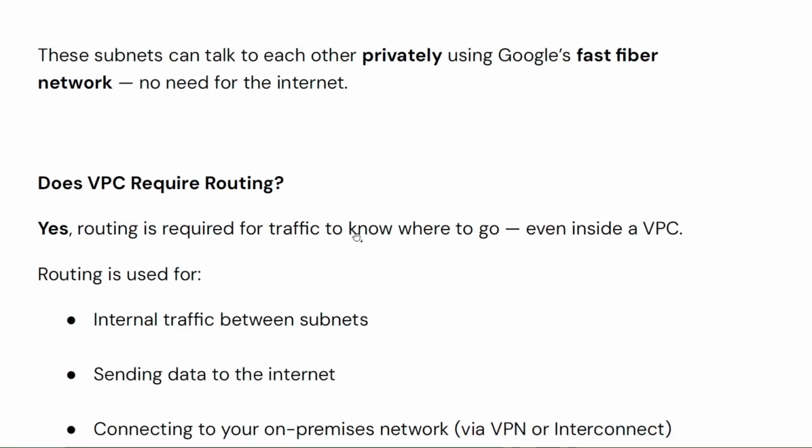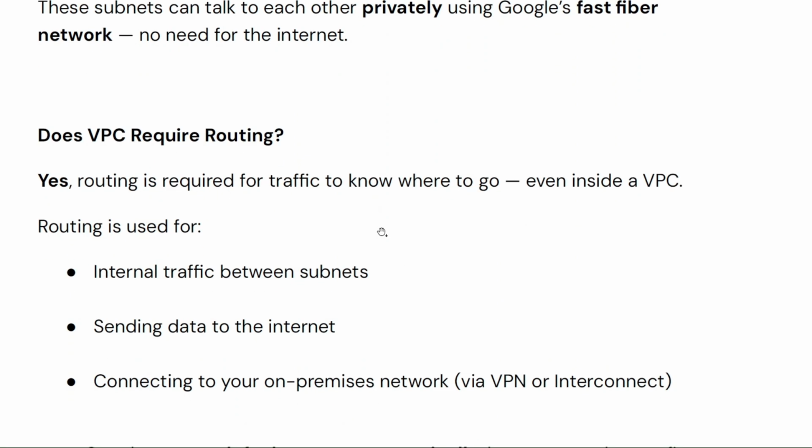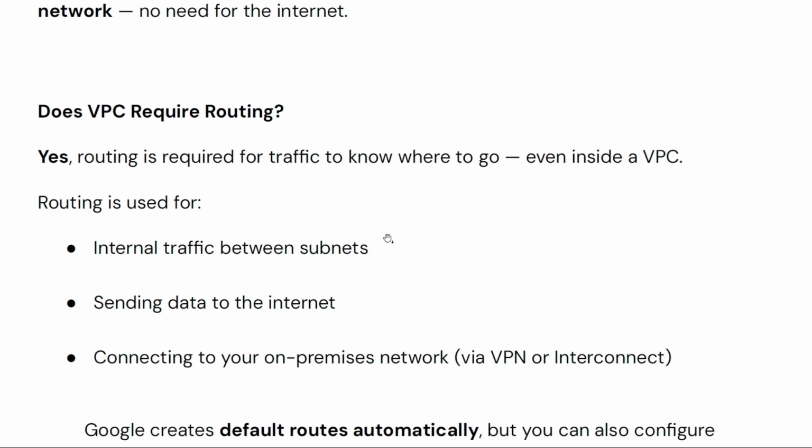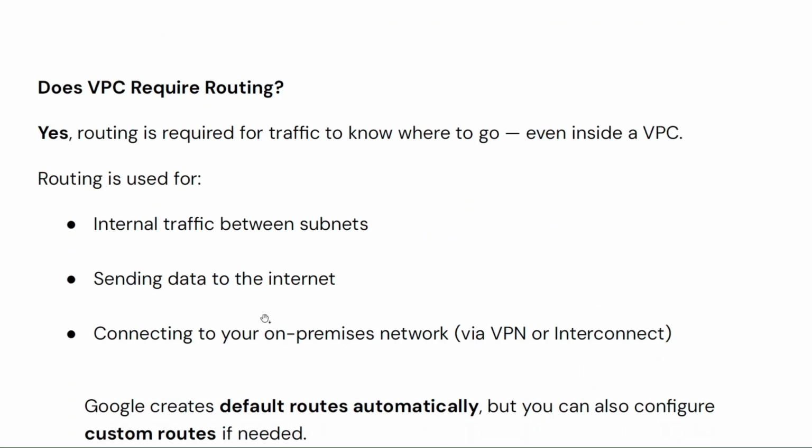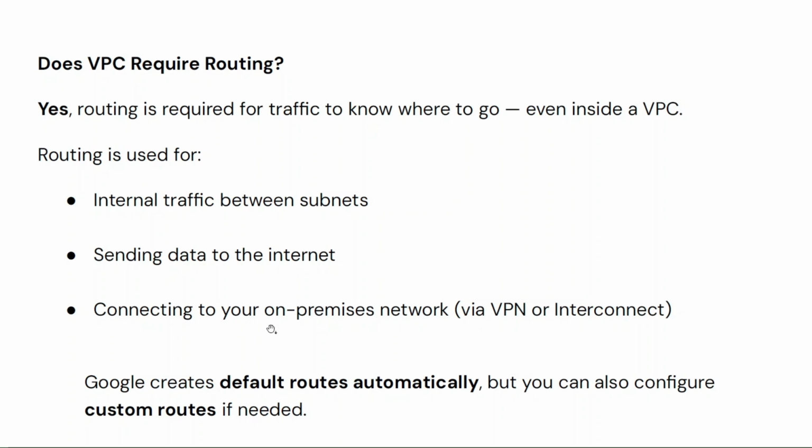Does VPC require routing? Yes, routing is required for traffic to know where to go, even inside a VPC. We create routing for internal traffic between subnets, or to send data to the internet, or to connect your on-premises network to your Google Cloud data center via VPN or interconnect. In these cases, yes, we require routing. Google creates a default route automatically, but you can create and configure your own custom route if needed.